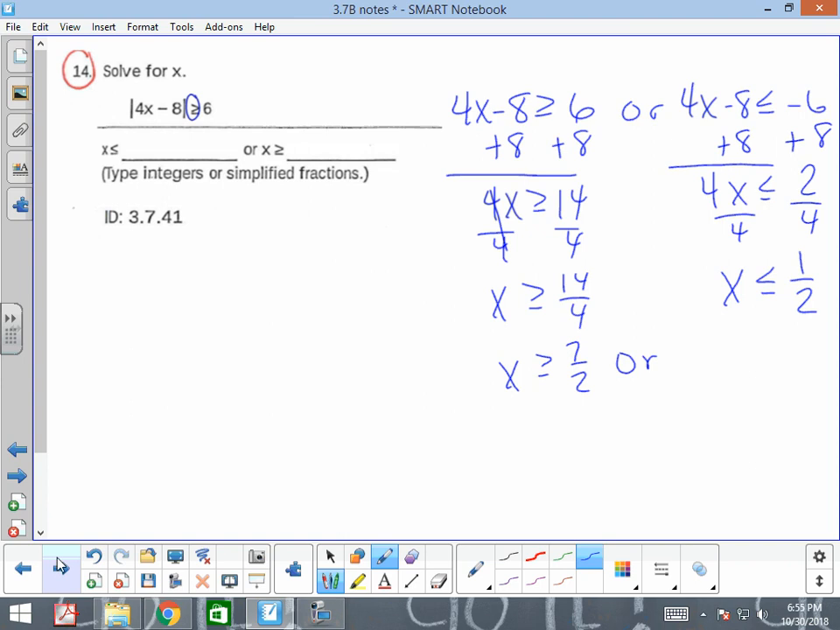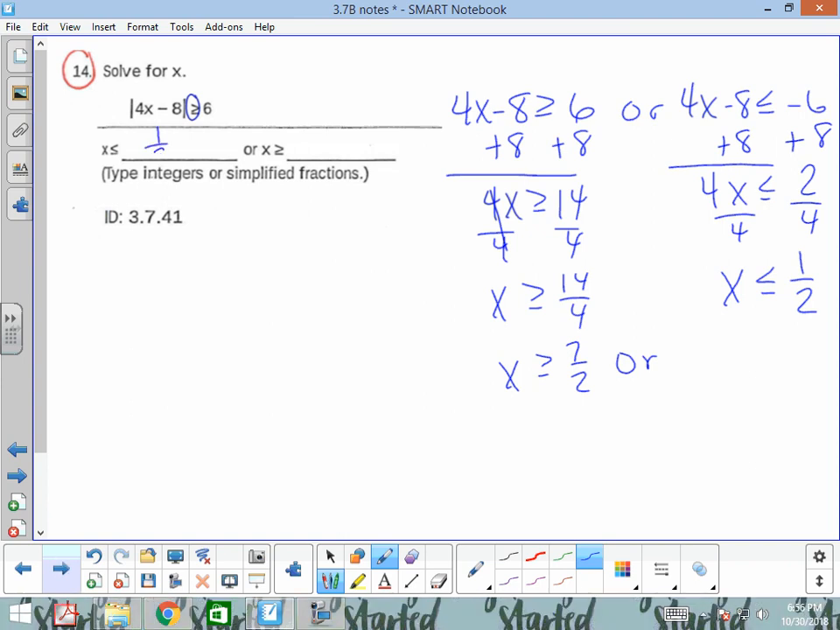So over here, I need to fill in the right numbers. X is less than or equal to 1/2, or x is greater than or equal to 7/2. So just make sure you pay attention to your symbols and what number you put in those blanks.